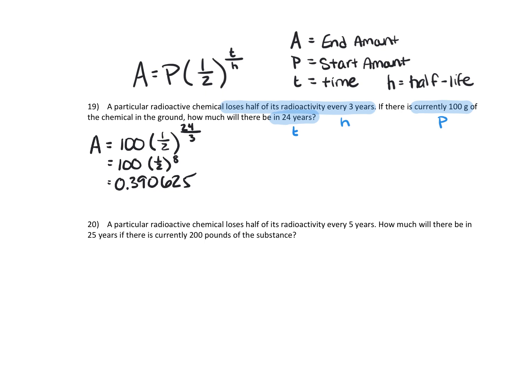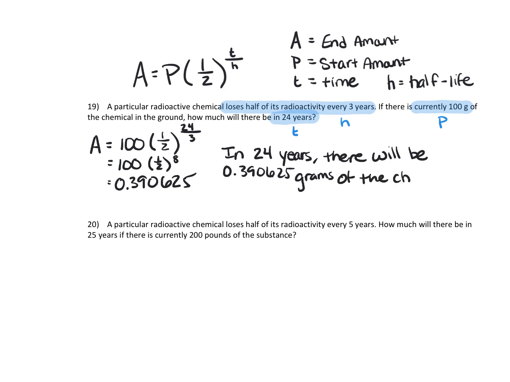So since this is a story problem, we need to finish with a sentence. So let's say in 24 years, there will be 0.390625, I know that's a long number, grams of the chemical left. Now, it doesn't name the chemical, so we could just say the chemical, and that's fine. But this is what it looks like to do a half-life problem.